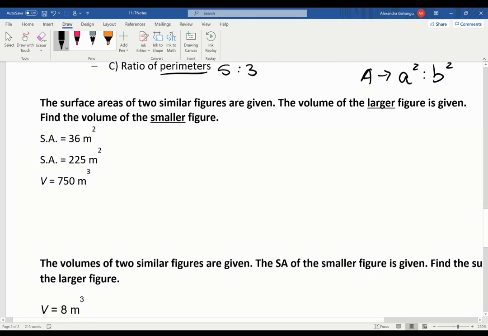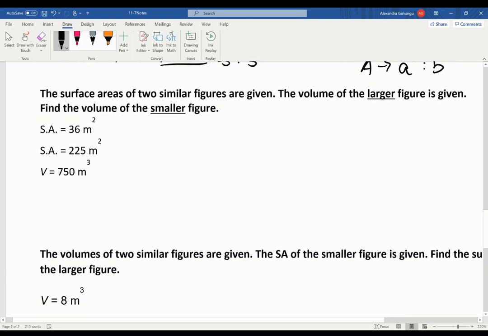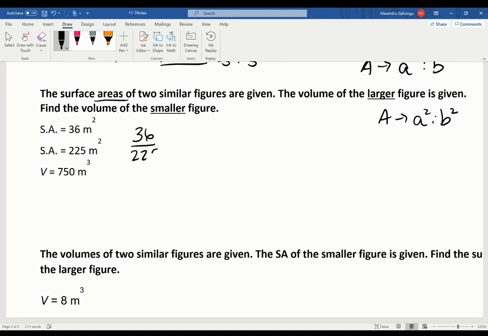All right, on to the next part where we're finding the volume of one of our figures. The surface area, okay, we're talking about areas. So somewhere in here, something about a squared to b squared. Ratio of the areas, the surface area of two similar figures are given. Volume of the larger figure is given. Find the volume, okay, of the smaller figure. Surface areas, so that's 36 to 225. I need to find, so step 1 is to find my scale factor.